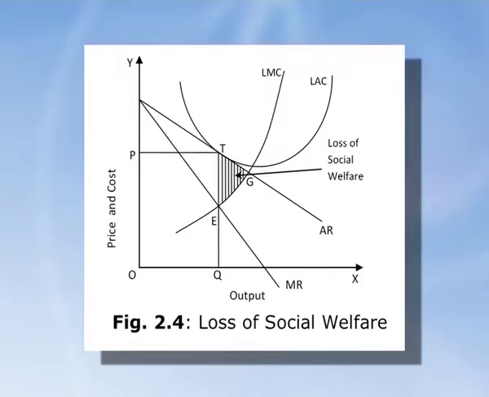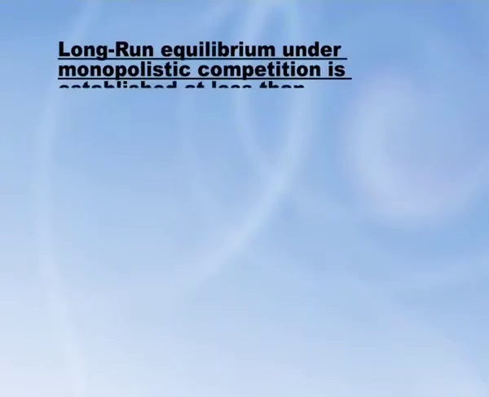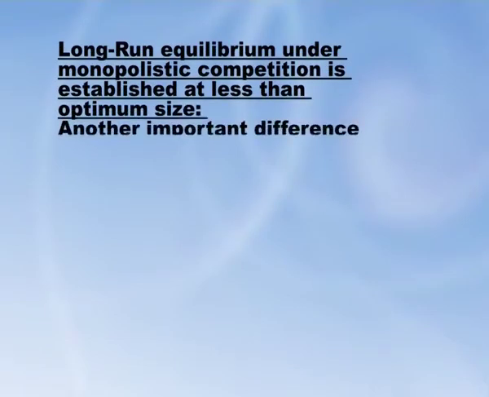It will be seen from figure 2.4 that such a point is G, where price or AR is equal to LMC, but the firm produces OQ, at which its profits are maximum. Thus, the area TEG represents the loss of social welfare, which is also called dead weight loss. This indicates inefficiency of monopolistic competition. The long-run equilibrium under monopolistic competition is established at less than optimum size.